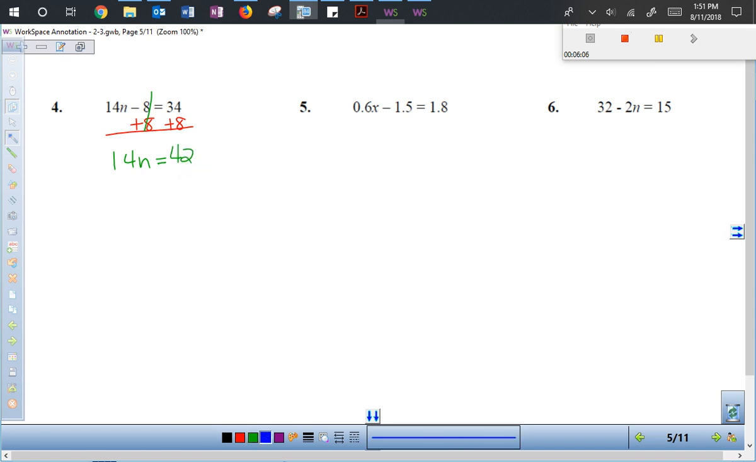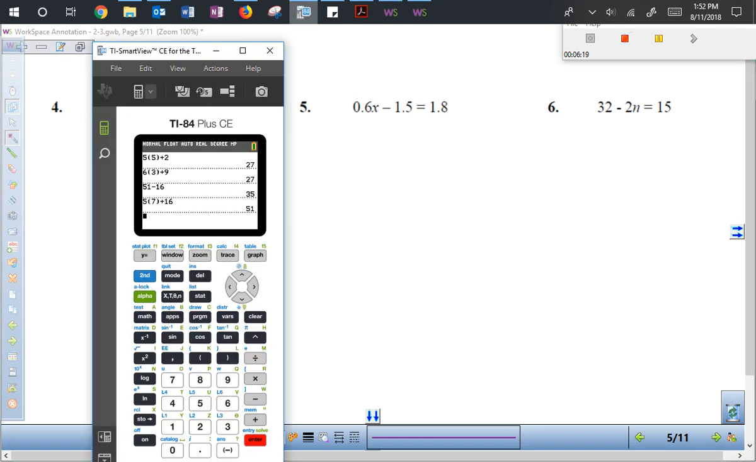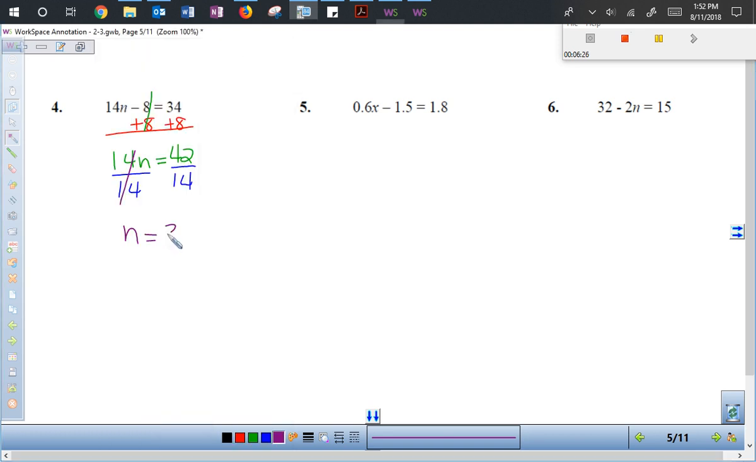Now I can handle any multiplication or division. So I want to get rid of this 14 times n. So I'm going to divide by 14 on each side. And the 14s will cancel out, and then we'll take 42 divided by 14. And we're left with 3. Go ahead and check that in your calculator on your own, please.